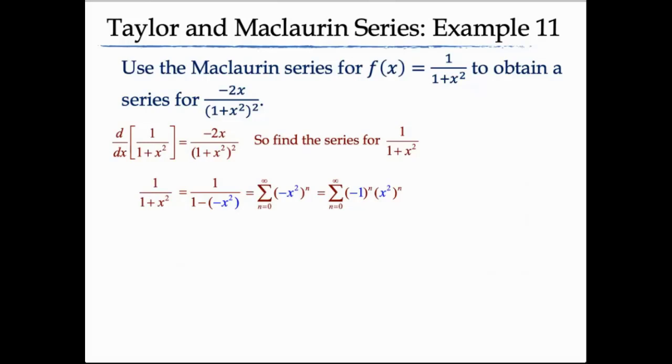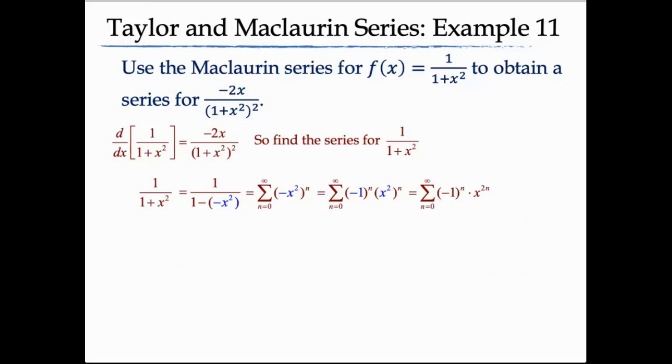In any case, it's going to be alternating. It's negative 1 to the nth power times x squared to the nth power, or negative 1 to the nth times x to the 2n power. How is this function different than the last function that we dealt with? The last function we dealt with was 1 over 1 minus x squared. This is going to be 1 over 1 plus x squared, so this becomes 1 over 1 minus minus x squared. Because we have that minus in there, this is going to become alternating.